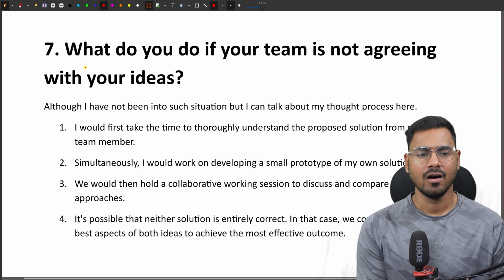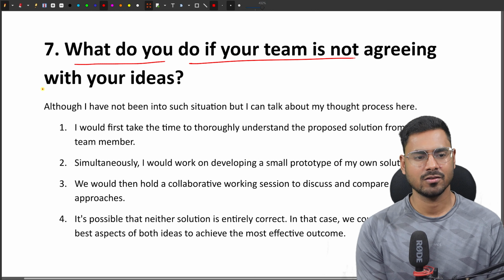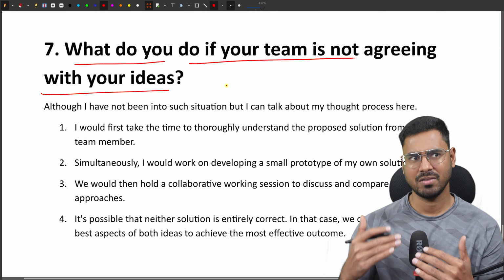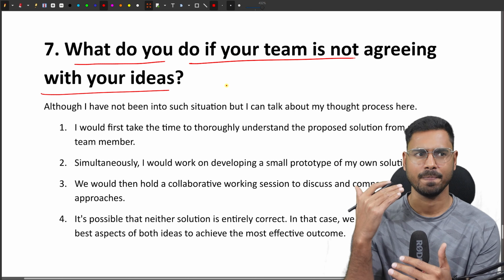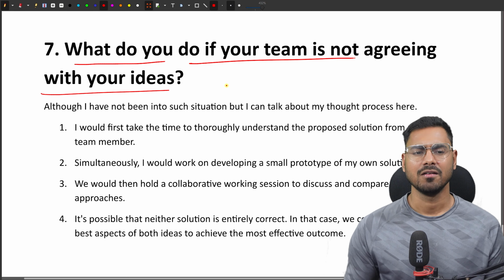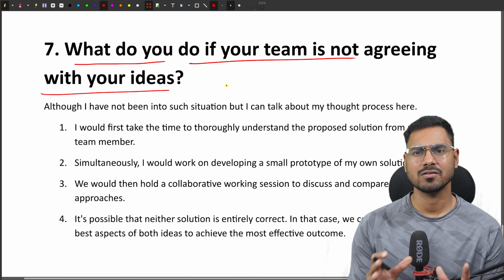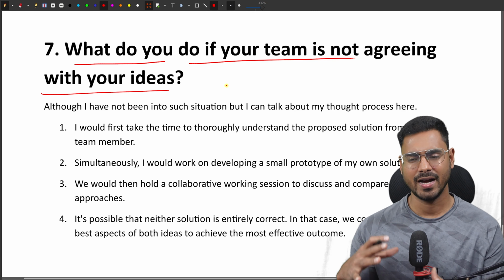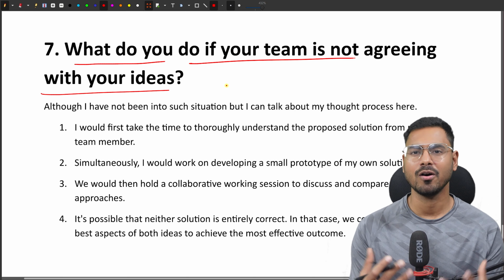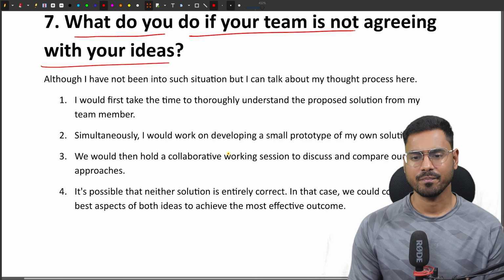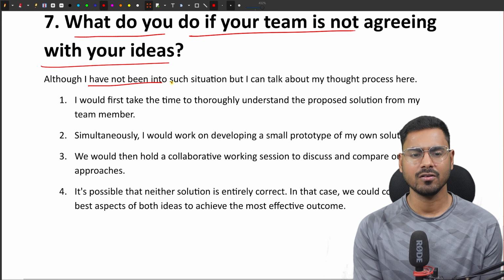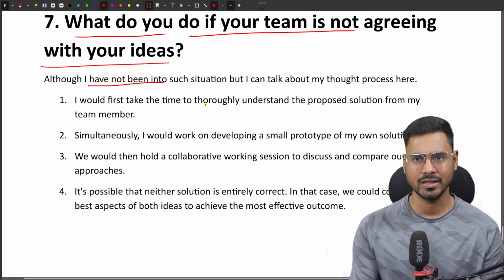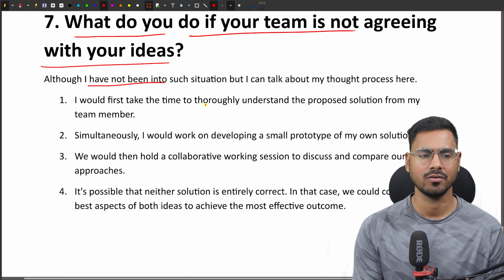Then the next question, what do you do if your team is not agreeing with your ideas? Since I was not a tech lead or architect level engineer, where mostly my task was to develop and implement things, not to design, I didn't have much disagreement on the ideas. But yes, I said, okay, I have not been in such a situation, but I can talk about my thought process. And they said, okay, you can go ahead.